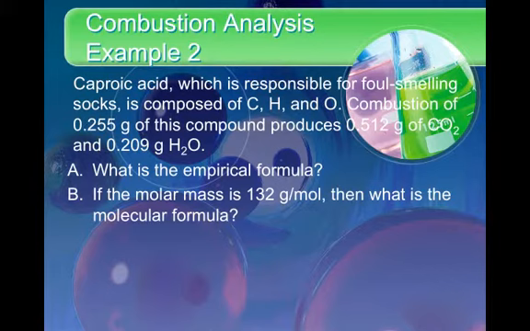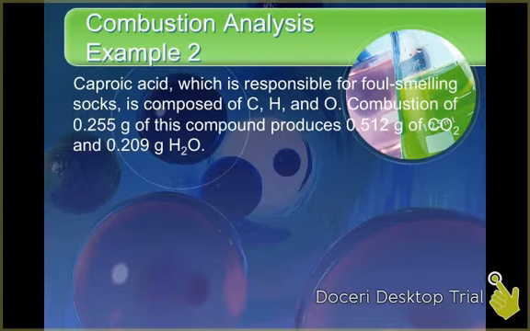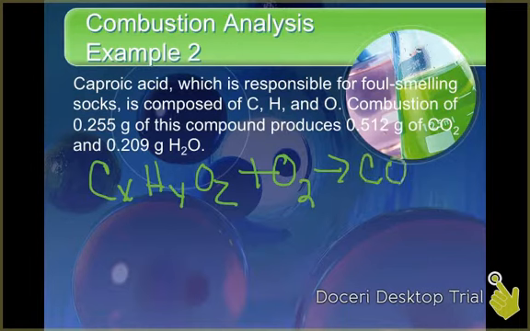So right off the bat, I want us to write a chemical equation. We don't know what the ratio of carbon, hydrogen, and oxygen is, so I'm going to write CxHyOz, because we don't know. And it is going to be added with oxygen because this is a combustion reaction, to produce CO2 and H2O.